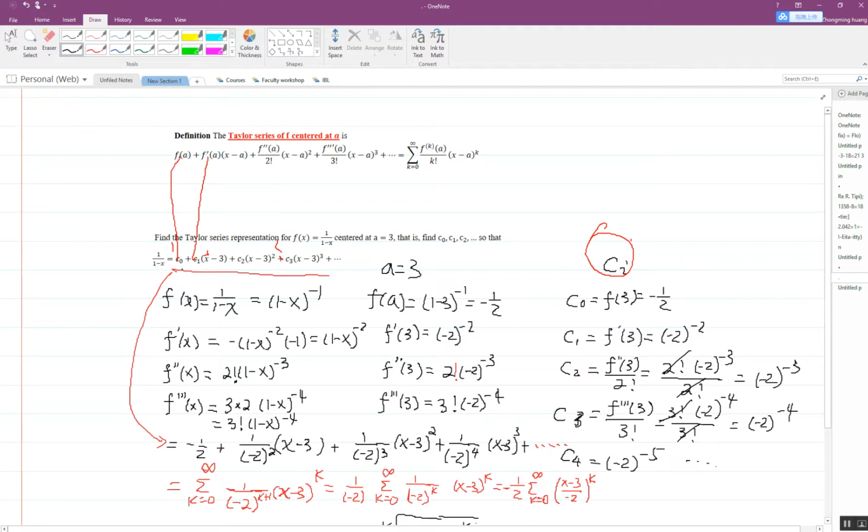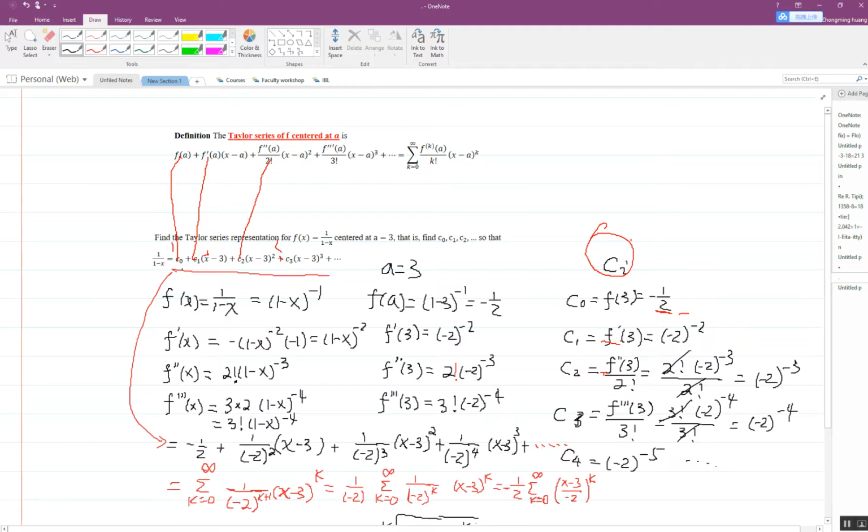That's what we are trying to find. Okay, so C0 is f of a, which is negative 1/2. C1 is f prime of 3, which is this guy. Starting from C2, you have to divide by the corresponding factorial. So f double prime at 3 divided by 2 factorial.